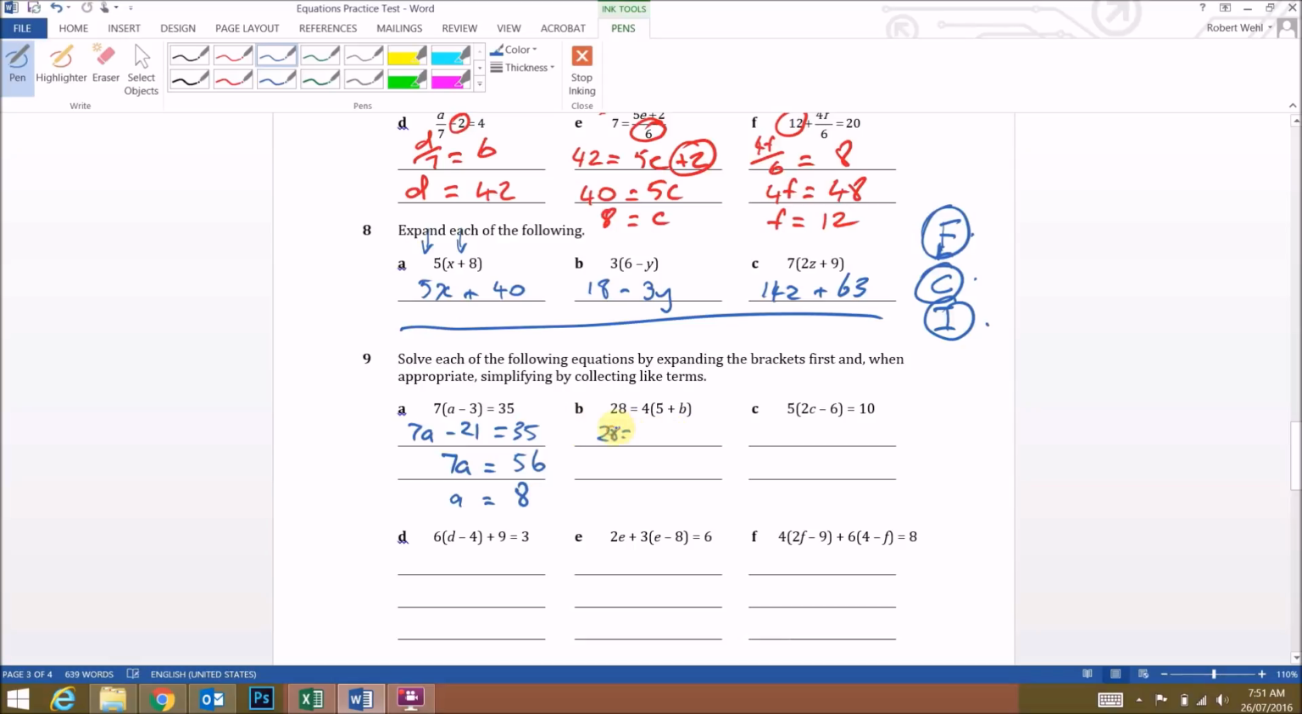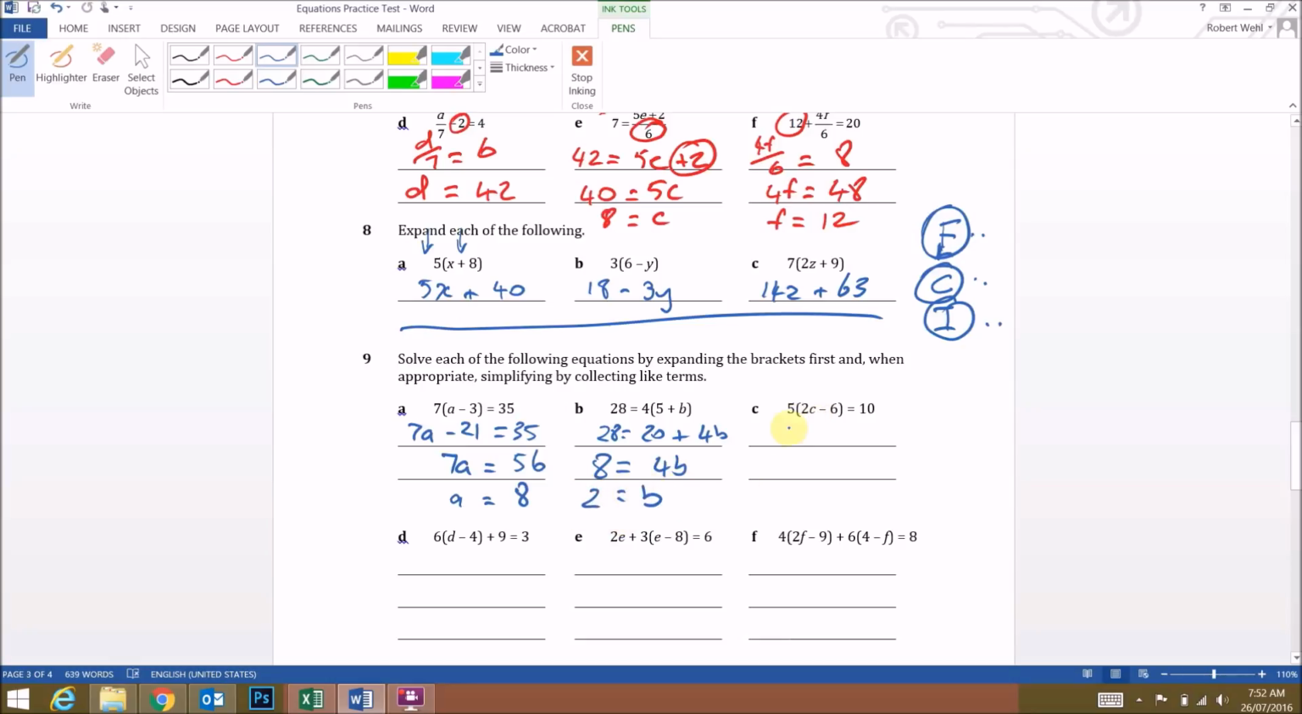Expand my brackets. Okay, expand. There's no like terms to collect, so now I isolate. So once again, I take 20 from both sides. And now I divide both sides by 4.